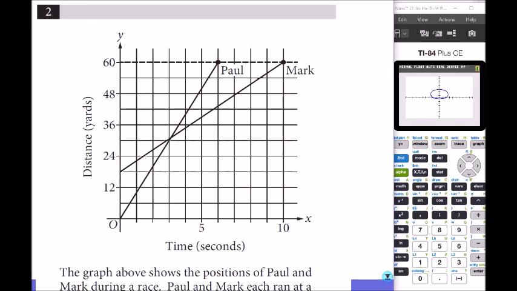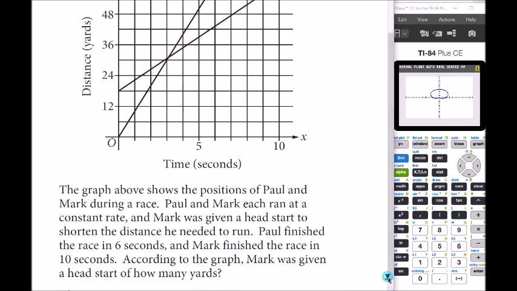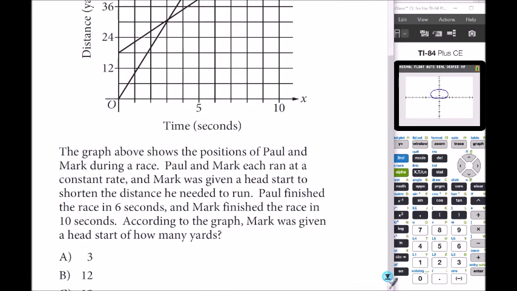The graph above shows the position of Paul and Mark during the race. Paul and Mark each ran at a constant rate, and Mark was given a head start to shorten the distance he needed to run. Paul finished the race in 6 seconds. Mark finished the race in 10 seconds. According to the graph, Mark was given a head start of how many yards?